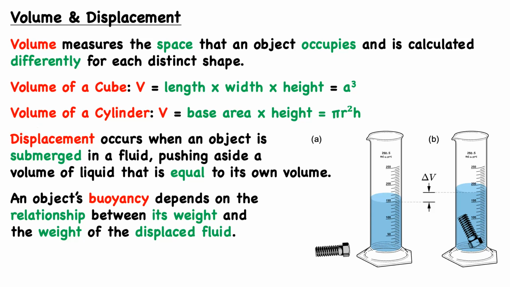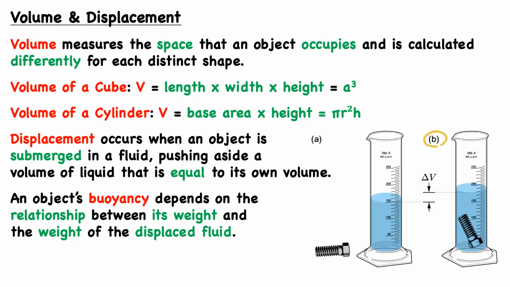Now this brings us to a discussion of the displacement. So displacement occurs when an object is submerged in a fluid, pushing aside a volume of liquid that is equal to its own volume. And this is what we see in this image on the right here. On the left portion of the image, we see a graduated cylinder with some volume of water, and outside of that cylinder, we see this bolt.